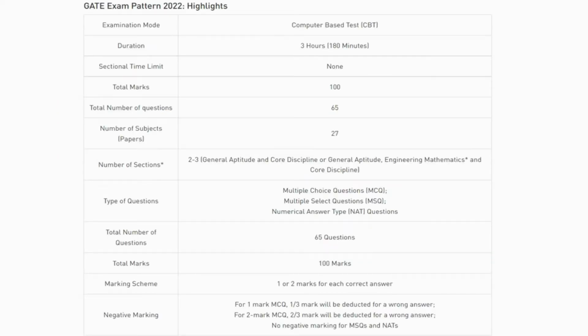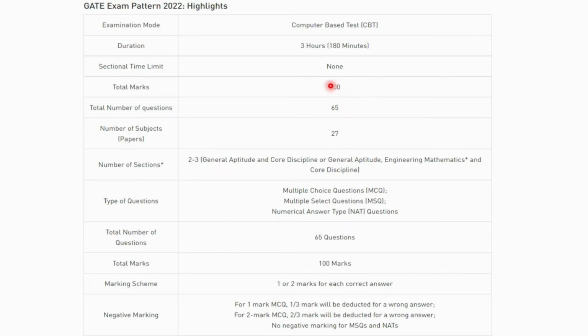First comes the GATE exam pattern. So, what is the examination mode? It's a computer based test which has a duration of 3 hours or 180 minutes. There is no sectional time limit. As the GATE exam is divided into many sections like general aptitude, engineering mathematics, core discipline, for each section there is no time limit. You can move in between the sections. You only have a total time limit, not a sectional time limit.